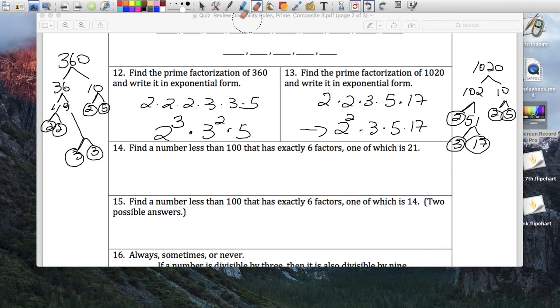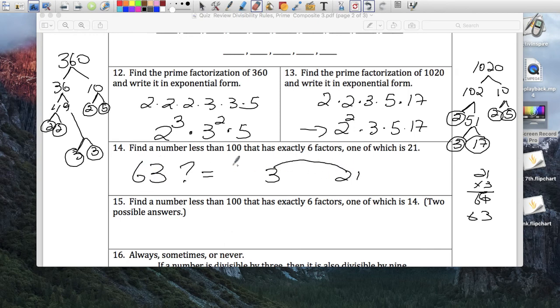So let's try another one. I don't know what my mystery number is. I know one of my pairs is 21, so let's try 3 and 21. 3 times 21 is, let's see, 63. So let's pretend the number is 63. I got 3 and 21, which means I have 1 and 63.